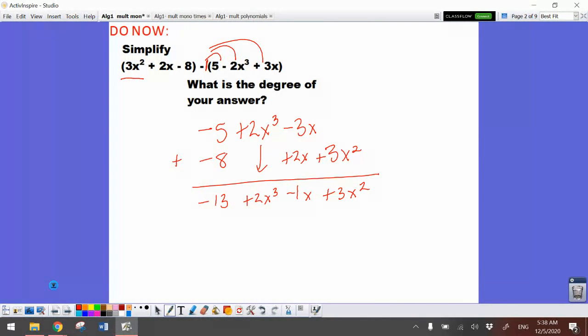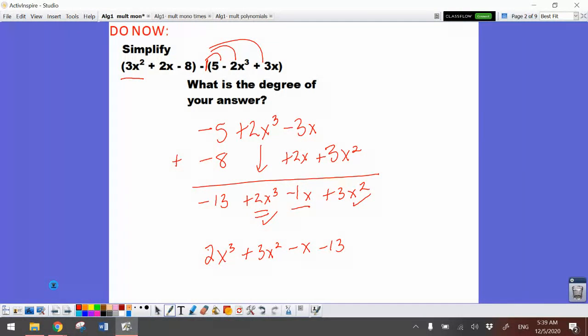That's dropping. Okay, so the first thing I need to look for is to put this in standard form, so I remember that it's alphabetical by power. So the one that has the most x's is the 2x cubed. So that one's going to go first. So that one's done. Then it's going to be the 3x squared. And the negative x, remember, I don't have to write the 1, and the -13. So that is now in standard form.